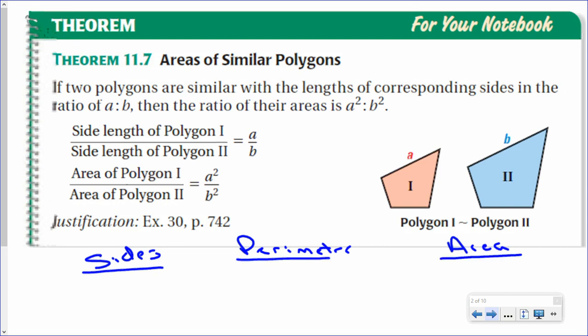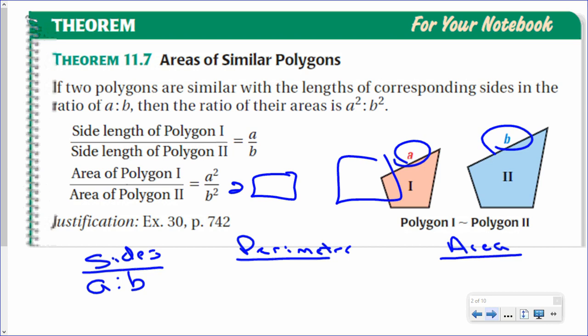Okay, so if you just have two random numbers on this object like A and B, that ratio would be A to B. Let's go from one to the other. Now your perimeter ratio is the same as the side ratio. For example, let's say you had a square with a side length of 2, and you had a bigger square with a side length of 4, right? Okay, so the ratio is 2 to 4, or if you reduce it down, it's 1 to 2, right?